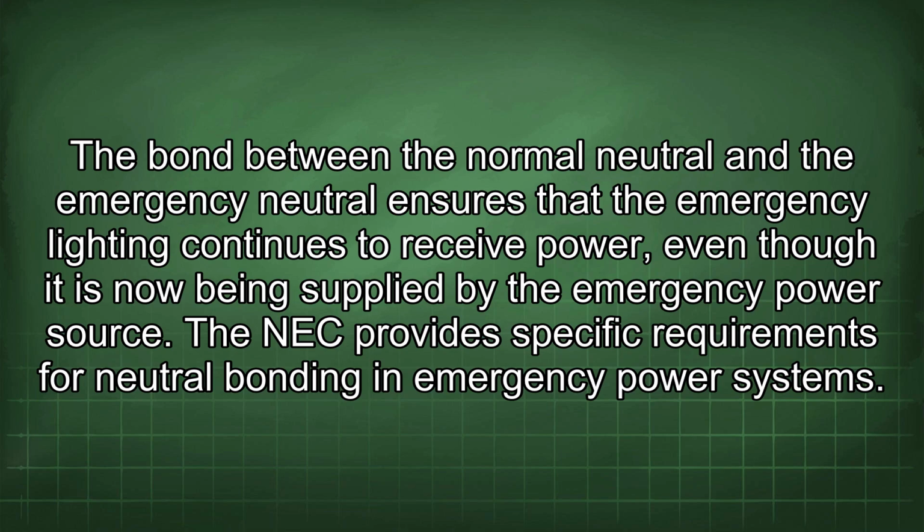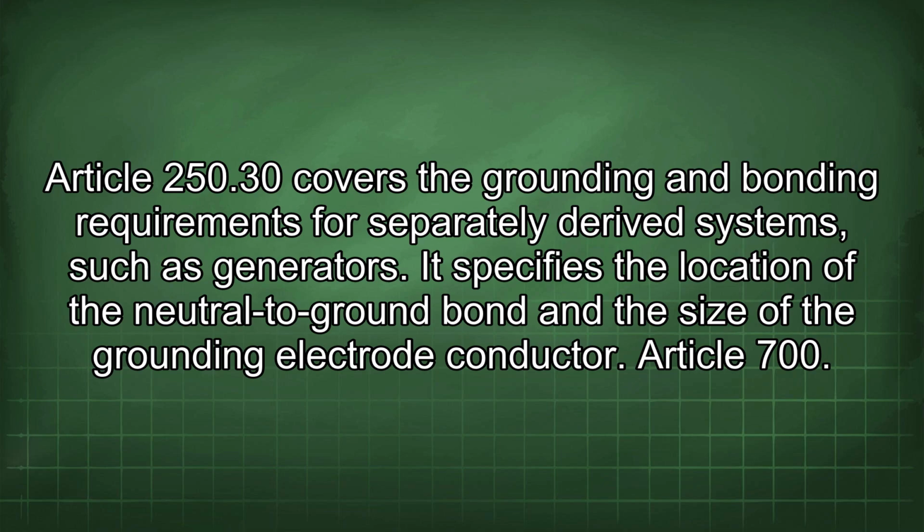The NEC provides specific requirements for neutral bonding in emergency power systems. Article 250.30 covers the grounding and bonding requirements for separately derived systems, such as generators. It specifies the location of the neutral to ground bond and the size of the grounding electrode conductor.